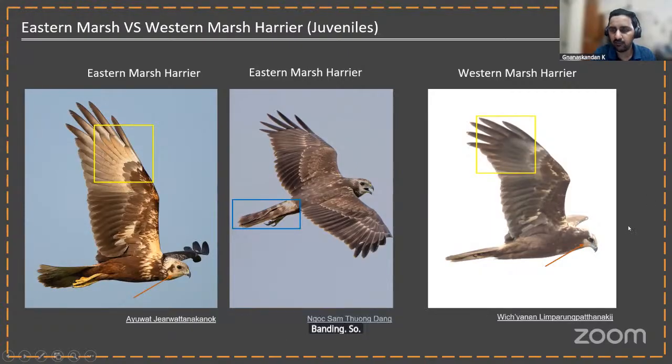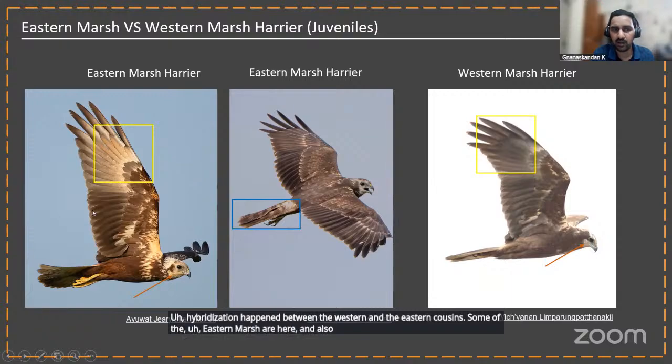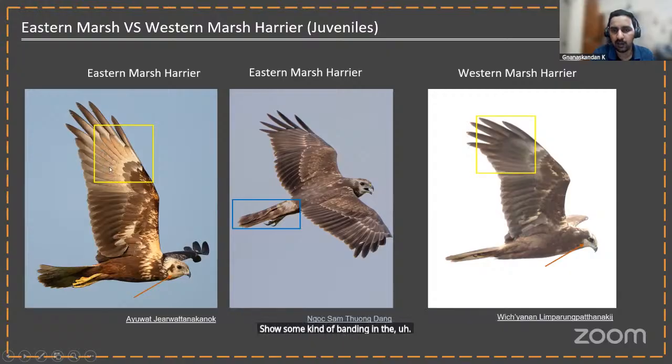So the way that we have, most of the times, narrowed down the Eastern Marsh Harrier juveniles is by looking at this upper tail covert patch and also the banding. And as I told you, as there has been a lot of hybridization between the Western and the Eastern cousins, some of the Eastern Marsh Harrier and also Western Marsh Harrier juveniles show some kind of banding in the inner primaries, which can also happen in some of the Western Marsh Harrier juveniles as well. So those we have to leave out, unless we have seen the upper tail, and then we can conclude them as Eastern Marsh Harriers.